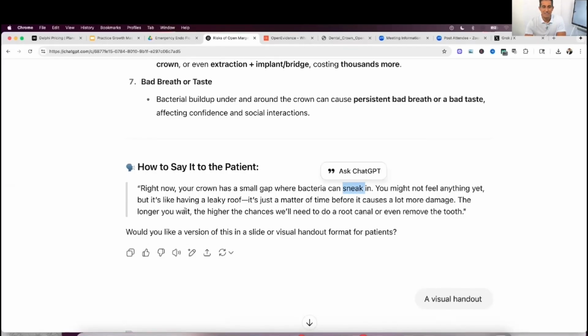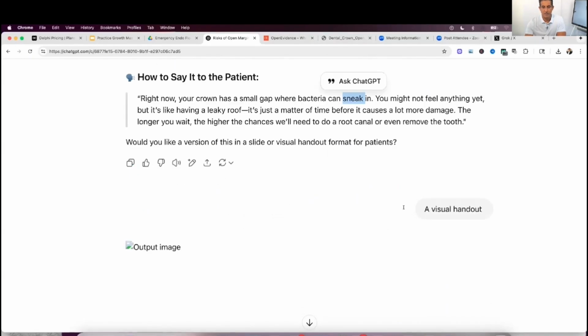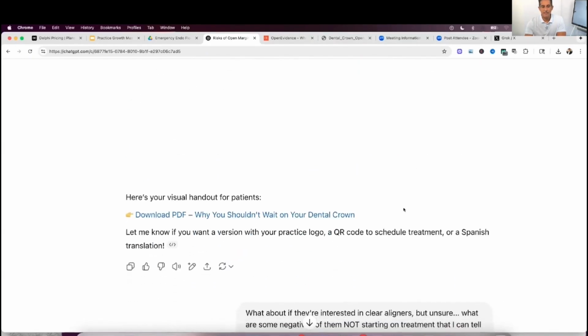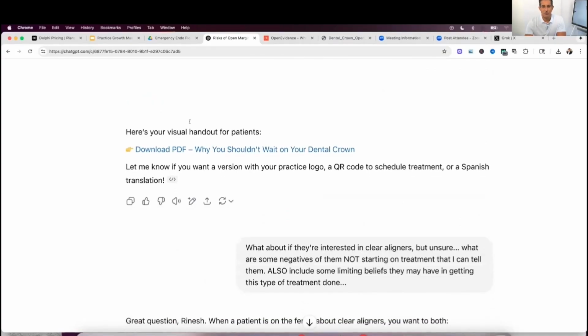You might not feel anything yet, but it's like having a leaky roof. It's just a matter of time before it causes a lot more damage. The longer you wait, the higher the chances we'll need to do a root canal or remove the tooth. Okay, we know that part, right? And it can give you a PDF download of all that stuff. Here's your visual download for your patients. You can download a PDF.